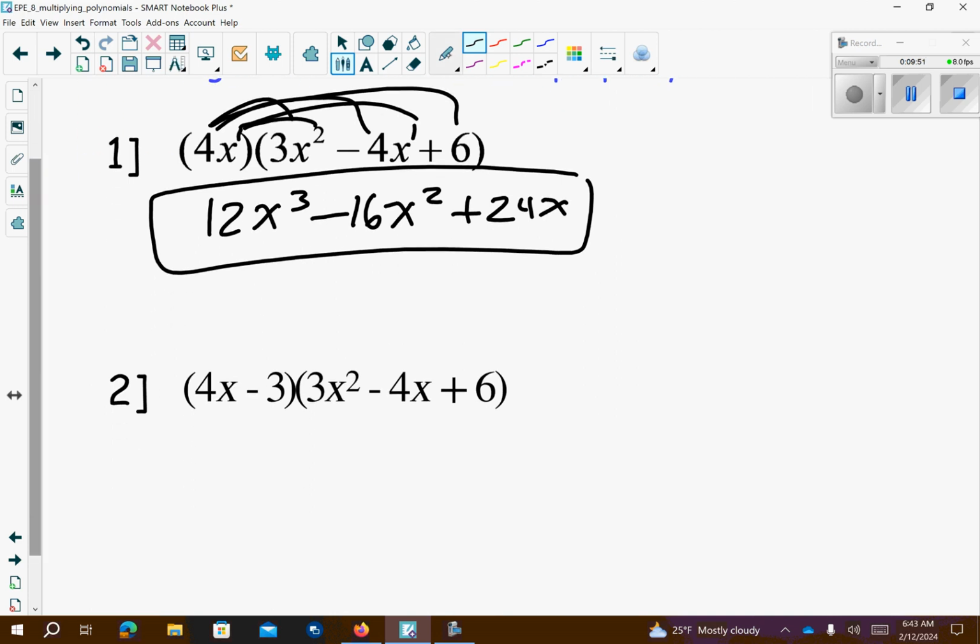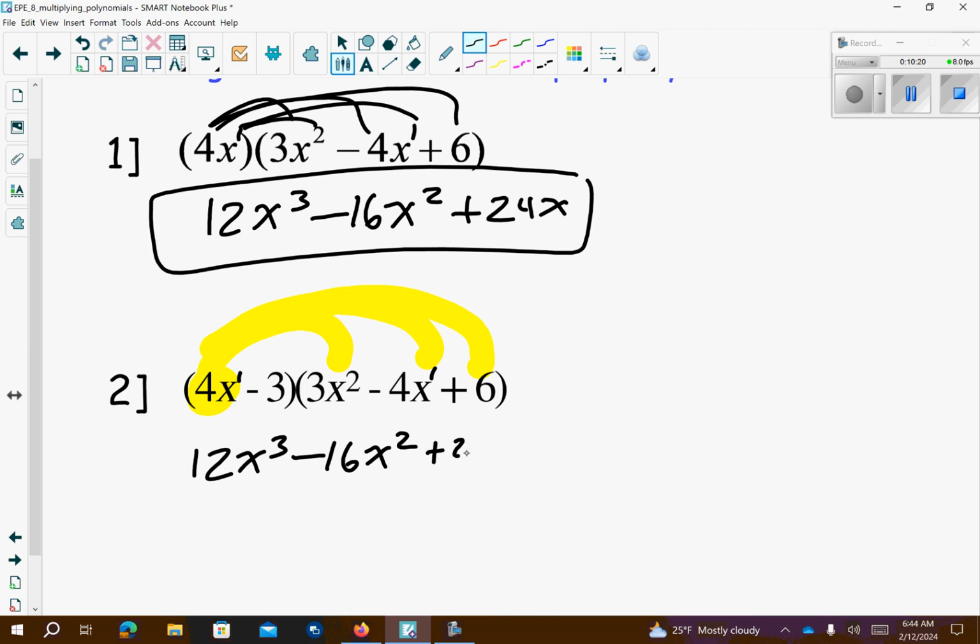All right, let's be cautious on this one. I'm going to highlight. So this is going to get distributed to each of those. So let's take care of that first. So 4 times 3 is 12. X to the first and x to the second is x to the third. Then I get 4x minus 4x. So 4 times negative 4 is negative 16. X to the first and x to the first. Add those together gives me x to the second. And 4x times 6 is 24x.